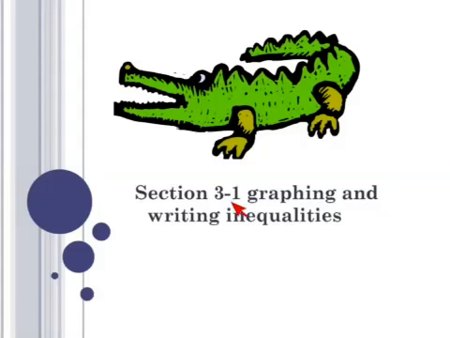Section 3.1 is going to deal with graphing and writing inequalities. That's the alligator symbol, where we say something is bigger than something else or something is smaller than another quantity. So we're going to take a look at those in this section.